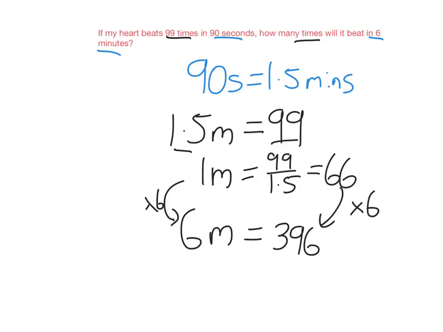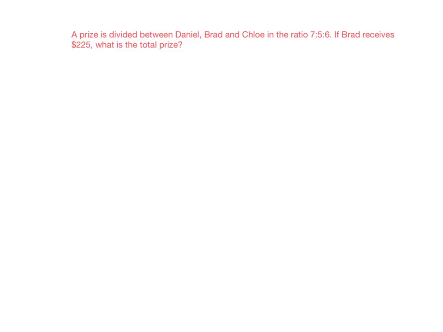Alright, we'll just do one more example, this time involving ratios. Please pause and copy down if you need this. So look at this question here. A prize is divided amongst Daniel, Brad and Chloe in the ratio 7 to 5 to 6. We know Brad receives $225 and we want to find the total prize. Notice that this is different than what we were doing a couple of lessons ago. I'm not saying the prize is $225 and it's divided in this ratio. What I'm saying is that I know how much one person got and I need to find out how much the other two people have received.